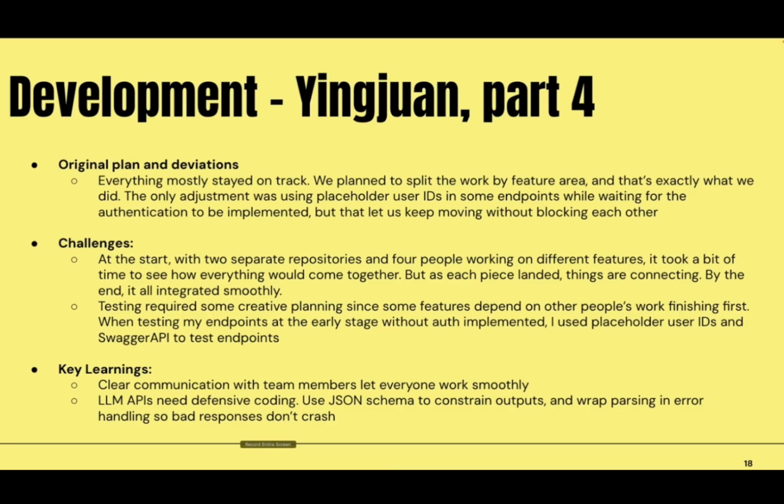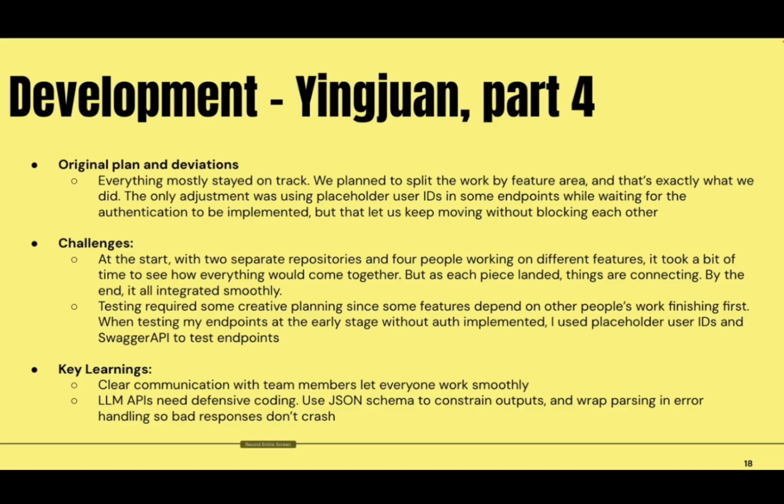The nutrition lookup, recipes with both manual and AI generation, and some supporting pieces that make the web app work smoothly. Overall, everything stayed on track. We planned to split the work by feature area, and that's exactly what we did. The one challenge early on was visualizing how everything would come together, with two separate repositories for front end and back end and people working on different features. But as each piece landed, things started connecting, and by the end, it all integrated smoothly.